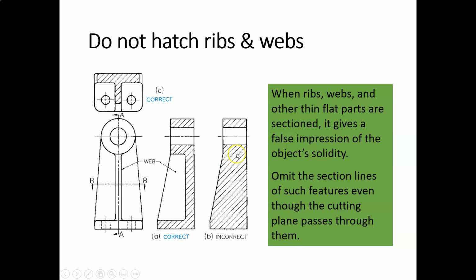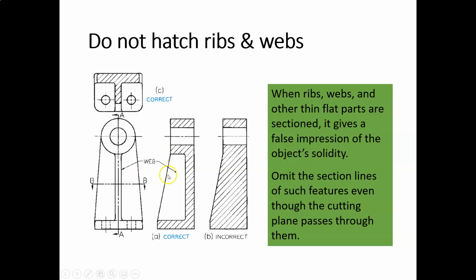This kind of implies that this whole area is solid here, when in reality, it's just a thin rib or a thin web. So the correct conventional practice is to omit the section lines in the thin web area. Now, what's a little bit confusing is it does depend on how you cut the web or rib. So look at section BB. Section BB is cutting through the web this way. We would still section that, or show section lines in that area.